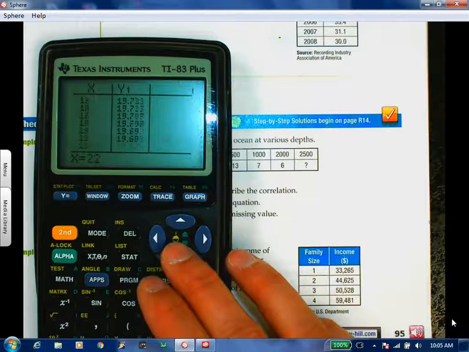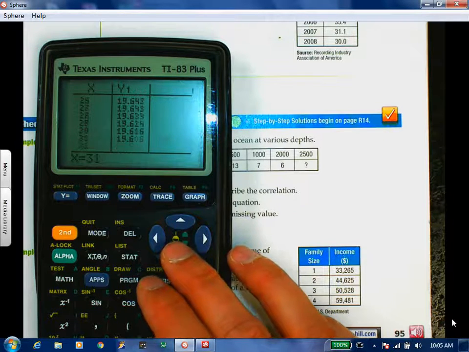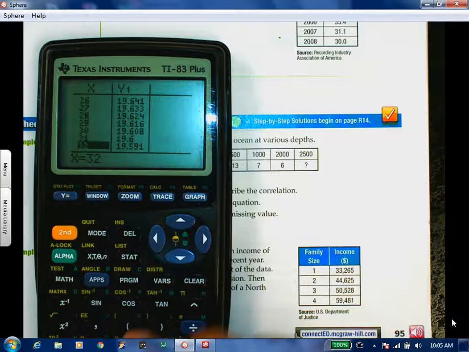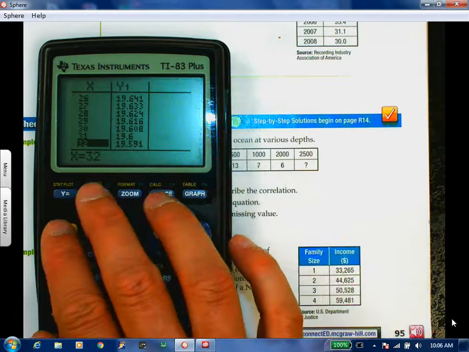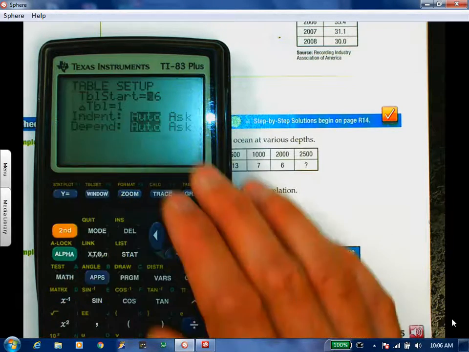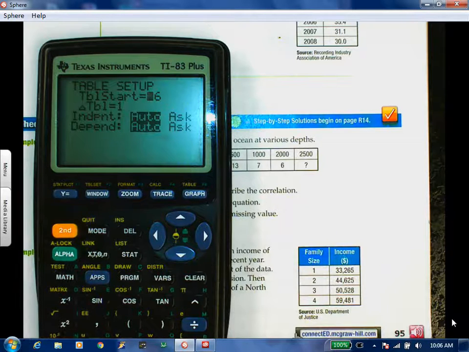Okay, look above the window. You see what it says above the window? Table setup. Okay, table setup. So if you go to your table setup, the second window, it asks, where do you want the table to start? Where do you think we want the table to start?